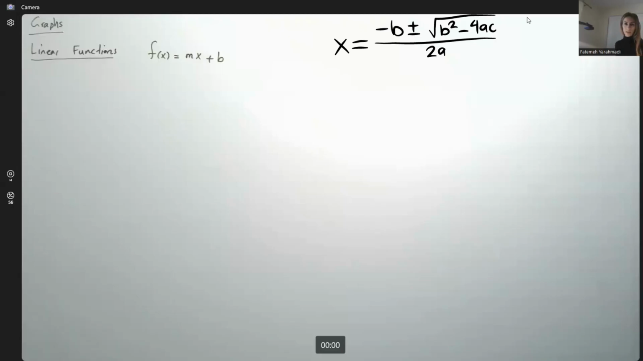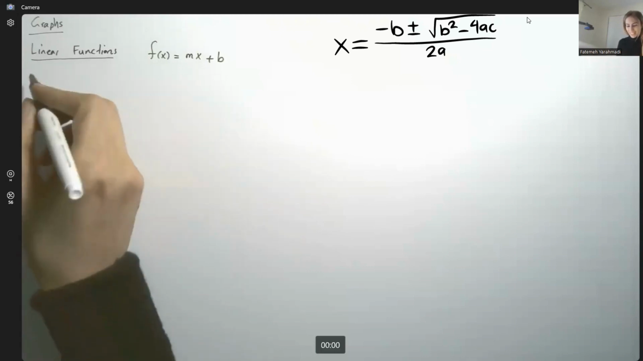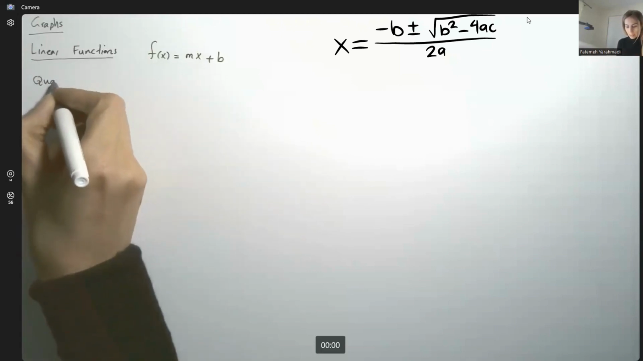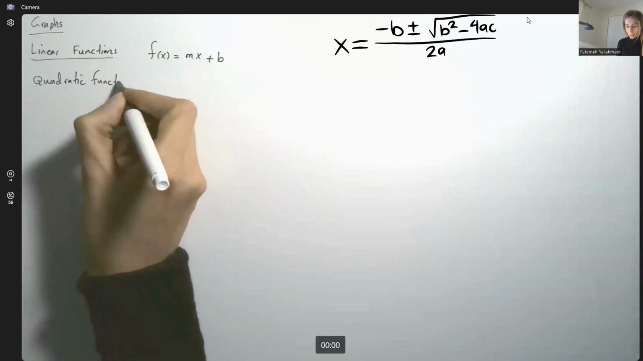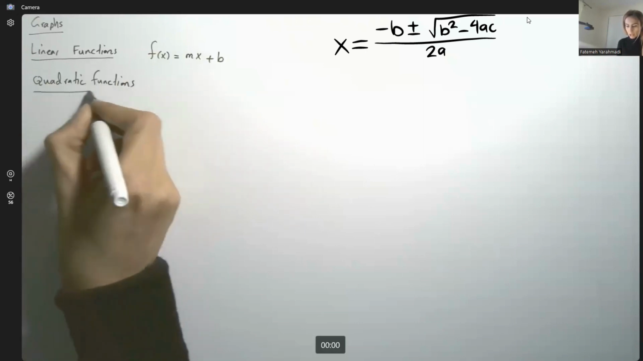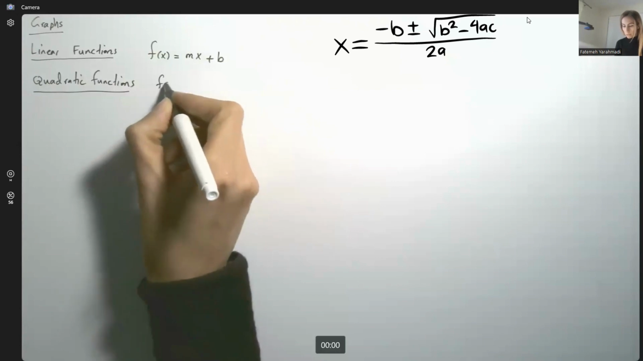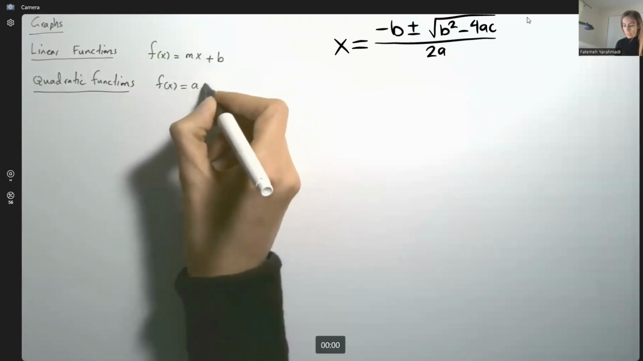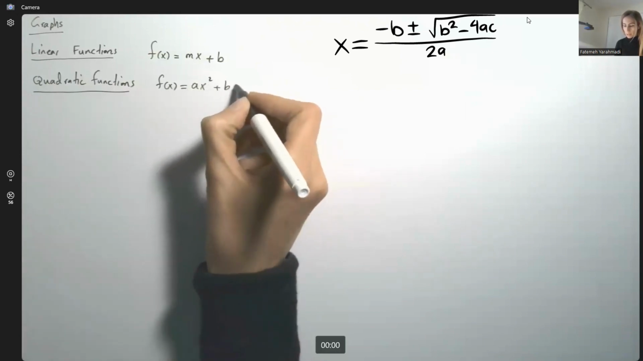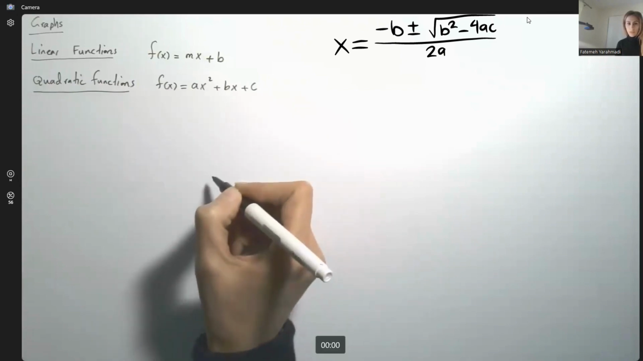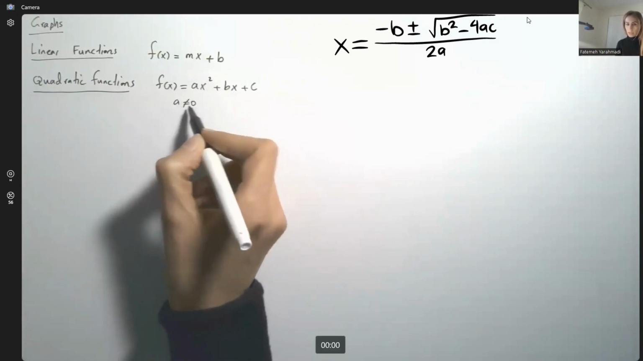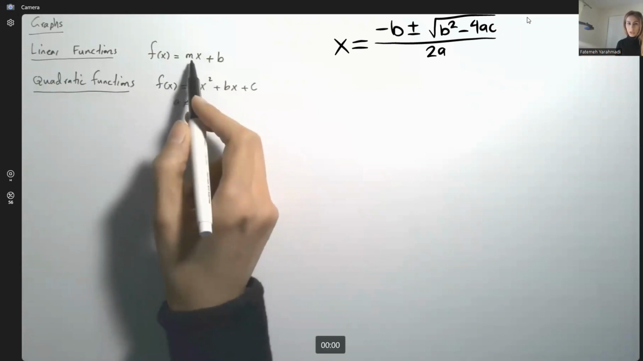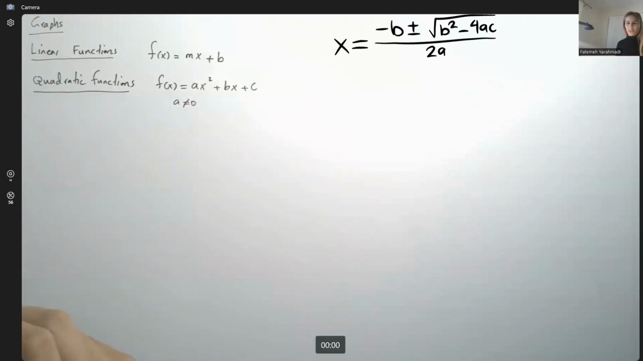So we talked about linear functions. Let us discuss quadratic functions. For quadratic functions, you have the general form f of x equals ax squared plus bx plus c, and we usually mention that a is not 0, because if a is 0, this just becomes a linear function.